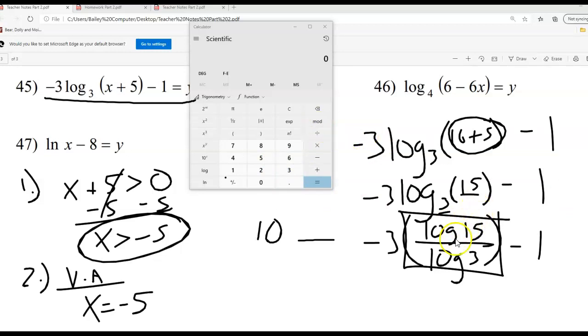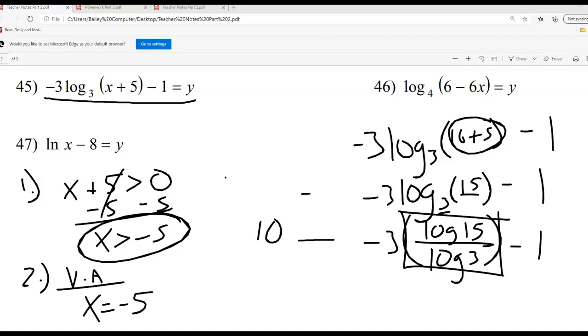Okay, so we have log 15 divided by log of 3 equals 2.465. And it's going to be a good idea to round to about the thousandths place when you do this. So 2.465. Writing real quick, 2.465. What we got.